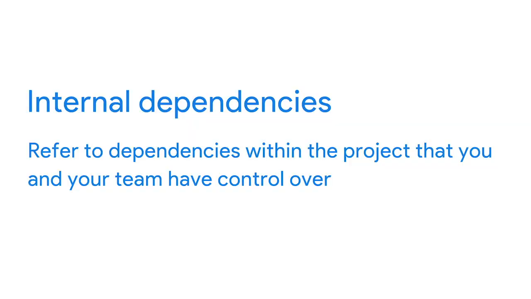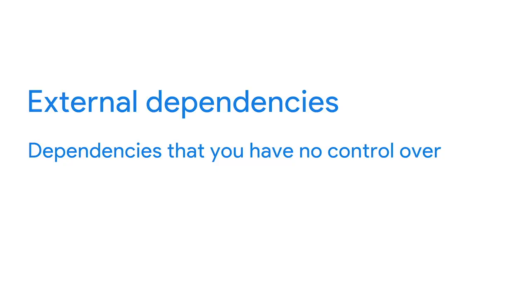Internal dependencies refer to dependencies within the project that you and your team have control over. For example, you'll need to secure approval on a website design before development can begin. On the other hand, external dependencies are dependencies that you have no control over. For example, the farm that your plant vendor works at might have experienced a lighter rain season this year, meaning that they'll have fewer plants to sell.